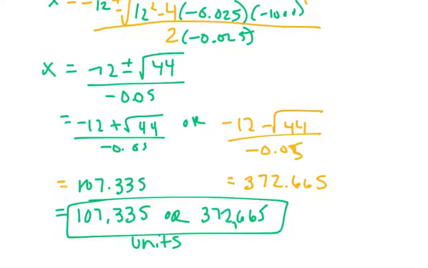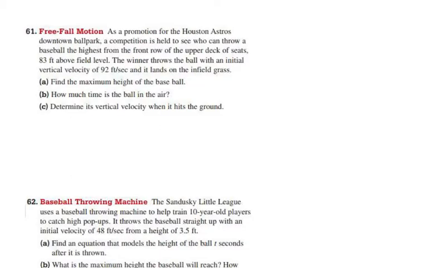Again, the reason there are 2 answers is because if you graph, you will see that it's going to go up and then back down, and it's going to hit that 1,000 mark twice. And so those 2 pieces are where we're meeting the 107,000 and 372,000. All right. Moving on to our next problem.